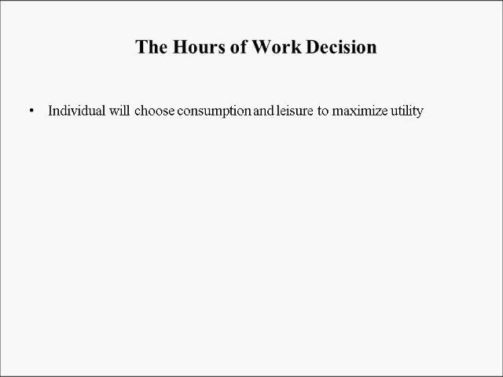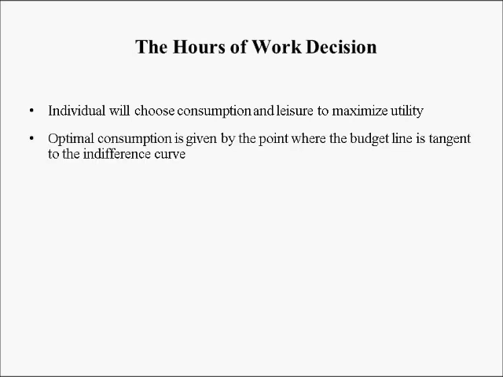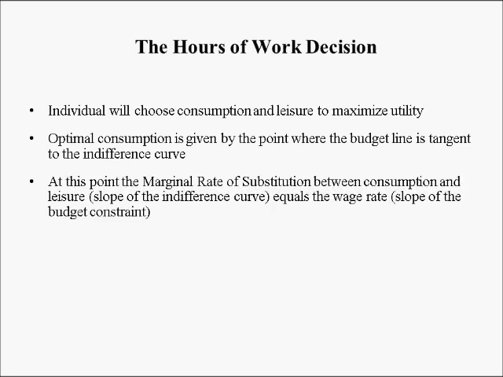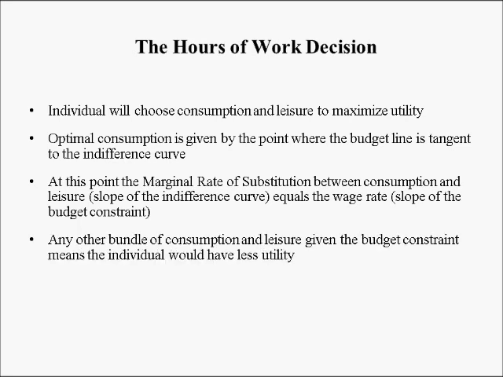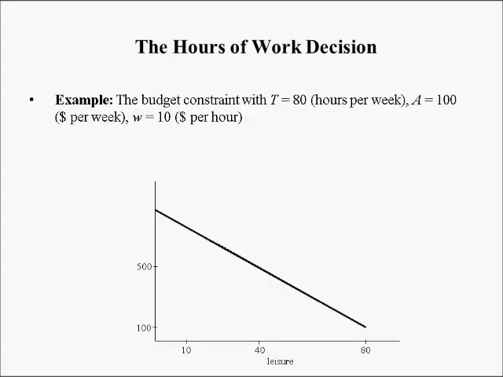Individuals will choose consumption and leisure to maximize utility. Optimal consumption is given by the point where the budget line is just tangent to the indifference curve. At this point, the marginal rate of substitution between consumption and leisure, that's the slope of the indifference curve, just equals the wage rate, the slope of the budget constraint. Any other bundle of consumption and leisure given the budget constraint means the individual would have less utility.